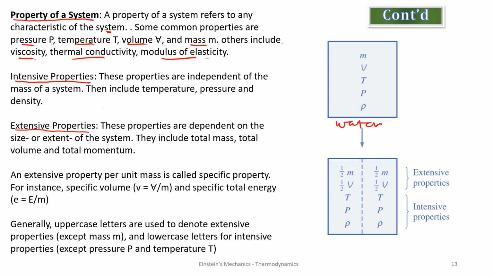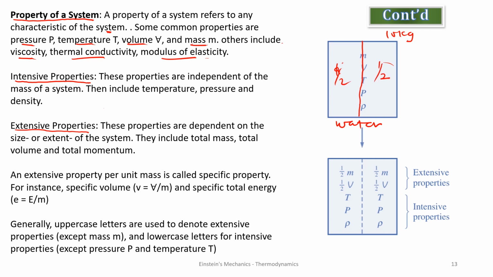Water. This system is full of what? Water. And the properties we are considering are the mass, the volume, the temperature, the pressure, and the density. When we say intensive property, it means that it is independent of the mass. So let's assume this is a 10 kilogram mass of water. If I want to know the intensive property, if I divide this into two, the properties at half must be equal to the properties here if it is what?